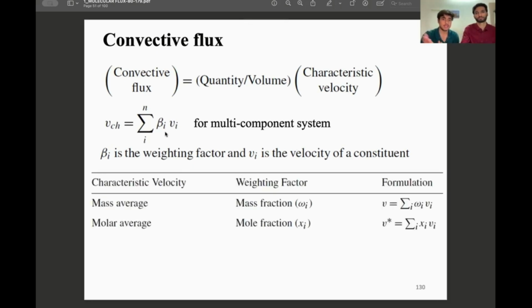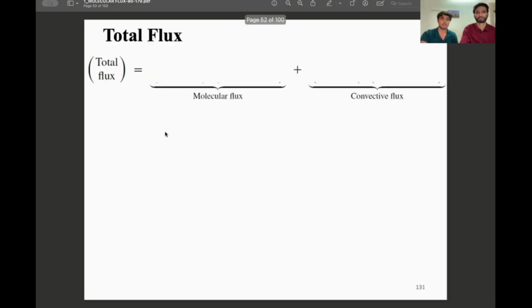Here, you can see the characteristic velocity for mass average and molar average. The weighting factor for mass average will be mass fraction, and for molar average it will be mole fraction. And here is the formula through which we can get our characteristic velocity for each individual case. Exactly.